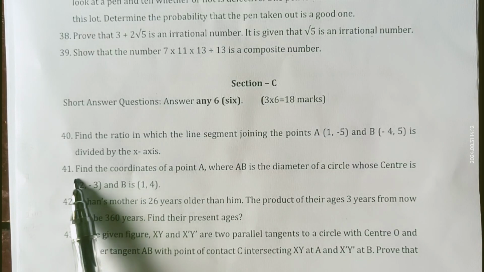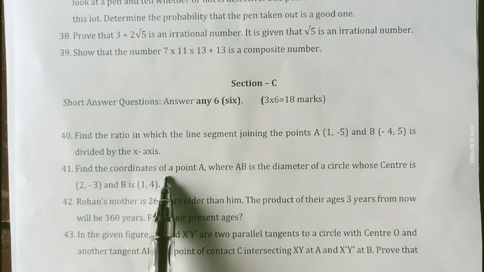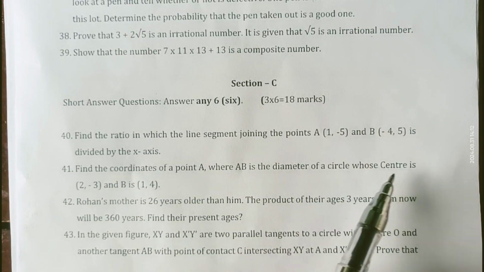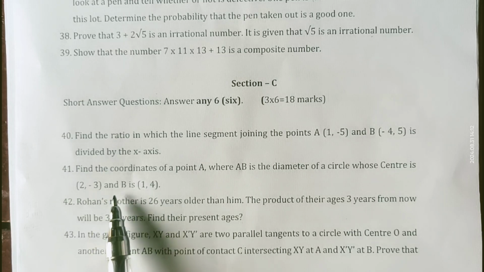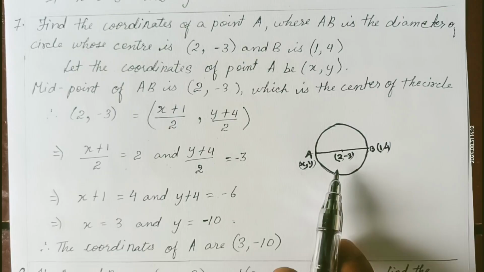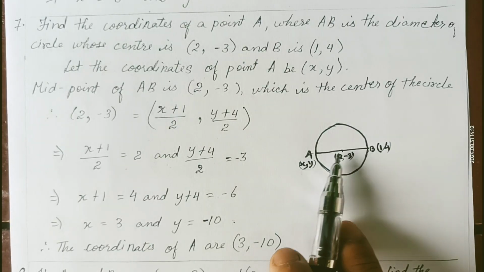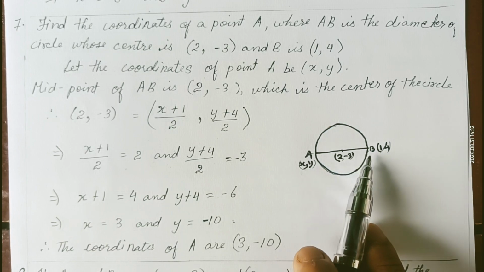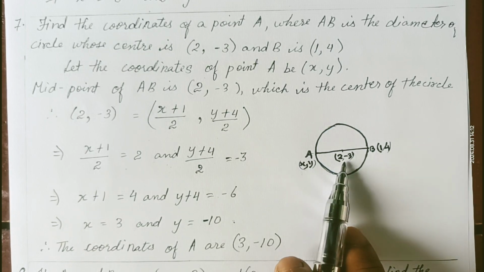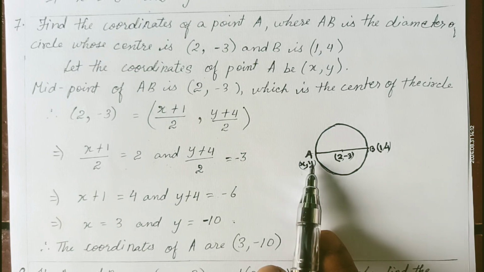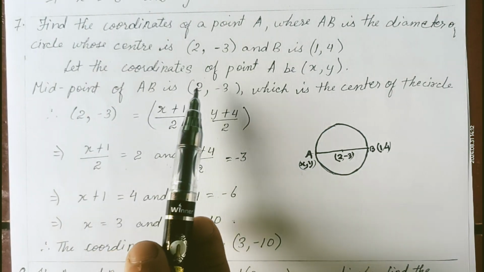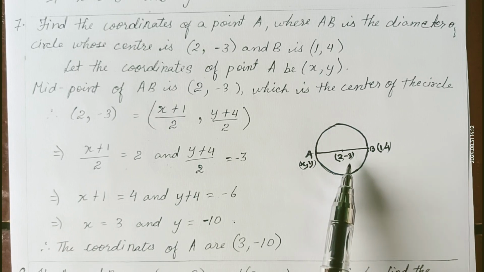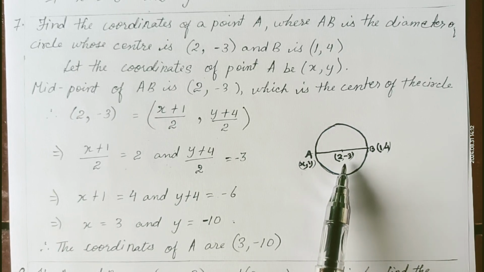Now question number 41. Find the coordinates of a point A where AB is the diameter of a circle whose center is (2, -3) and B is (1, 4). As given in the question, the coordinate of the center is (2, -3) and the coordinate of B is (1, 4). We have to find the coordinate of A. So here we have written: let the coordinates of A be (x, y). Now the midpoint of AB is (2, -3), which is the center of the circle.